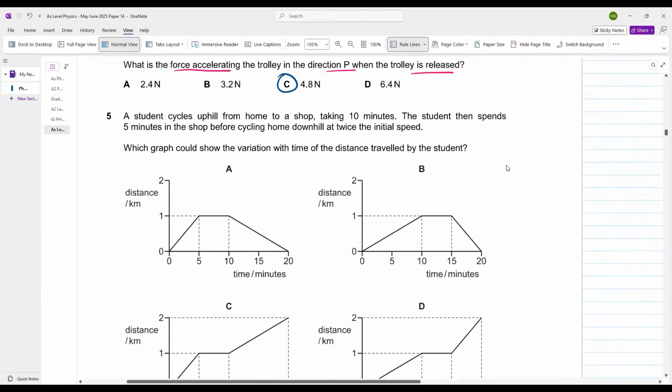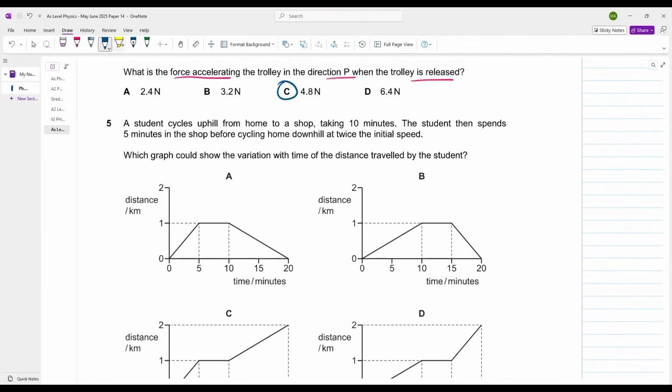Okay, let's see this question. A student cycles uphill from home to a shop taking 10 minutes. अच्छा जी, स्टूडेंट साइकिल कर रहा है from home to a shop taking how many minutes? 10 minutes. Okay. The student then spends 5 minutes in the shop. अच्छा जी, 5 minutes के लिए स्टूडेंट की वेलोसिटी क्या हो गई है? जीरो या रेस्ट पे है, because he is spending those 5 minutes in the shop. Before cycling home downhill at twice the initial speed. Okay, downhill आप travel कर रहे हो at twice the initial speed.